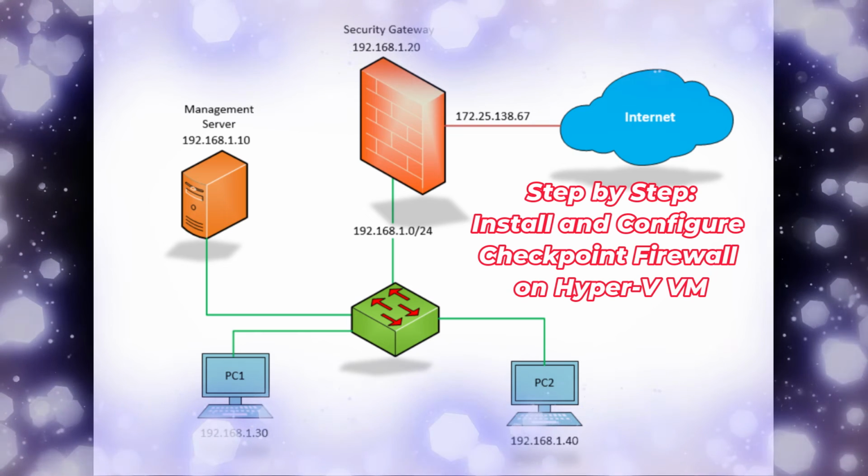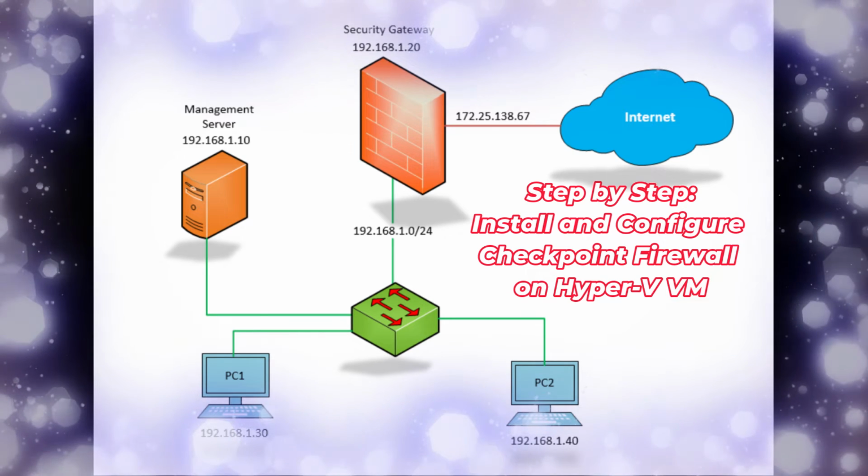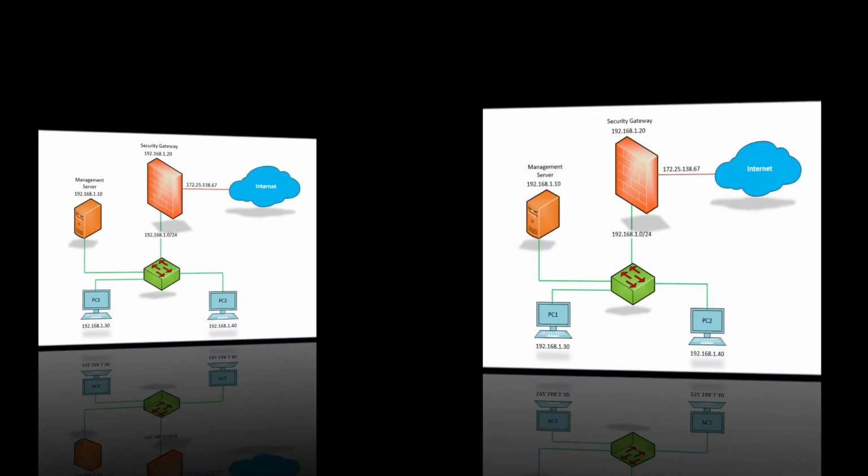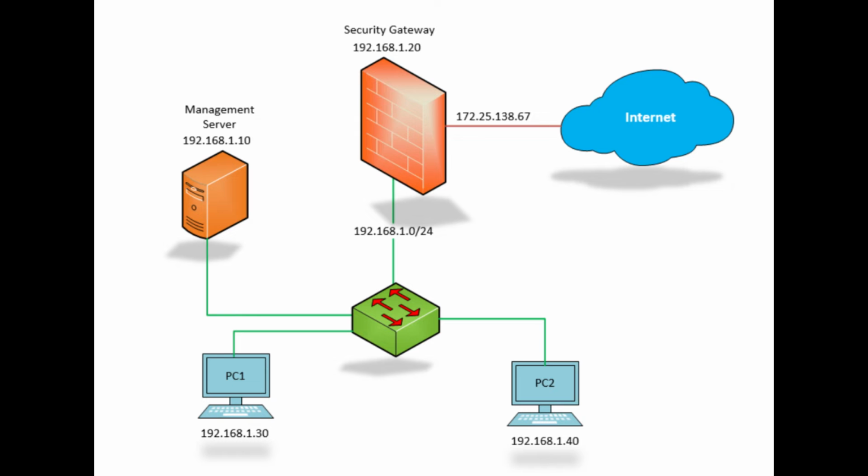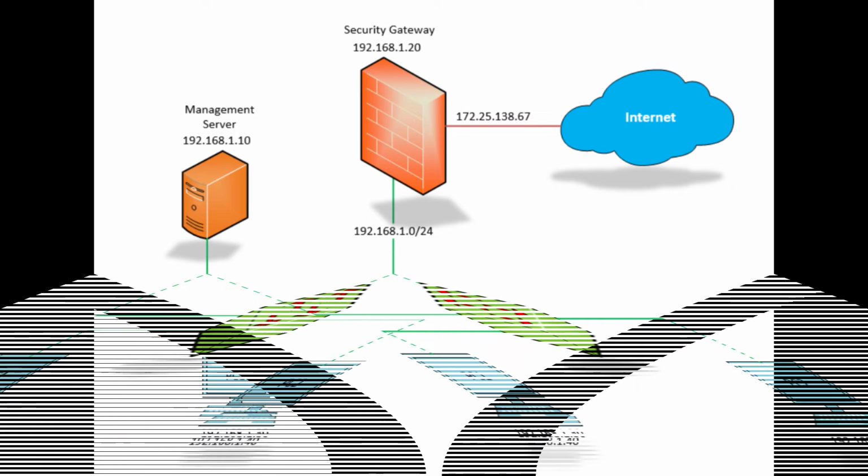In this lab, we will install and configure Check Point Firewall on Hyper-V VM. We are deploying the management server and the Check Point Firewall gateway as a VM in our lab. This is our network topology.